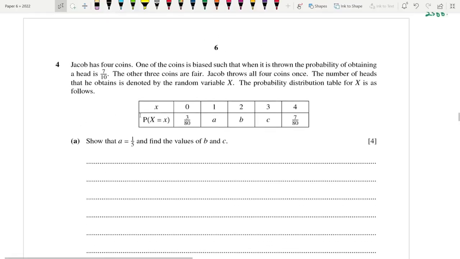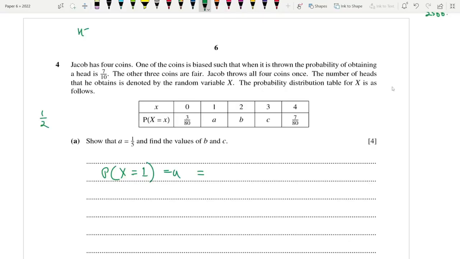Show that a is equal to 1 by 5 and find the values of b and c. Okay, easy. So let's go for a. What does a mean? A is basically the probability where we get one head. So we say P(x = 1) is equal to a. So how are we going to get one head? For the other three, it's just half, right?